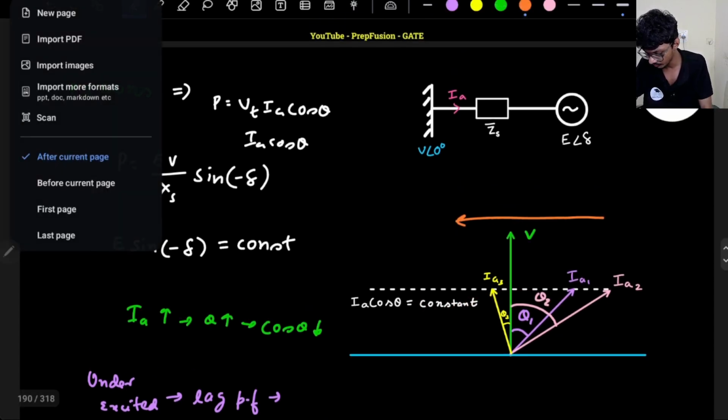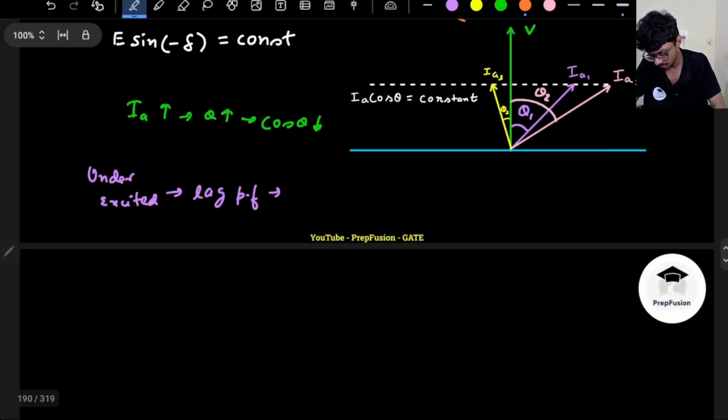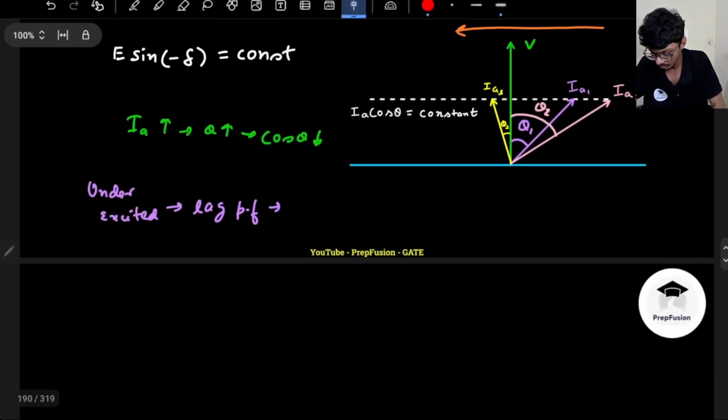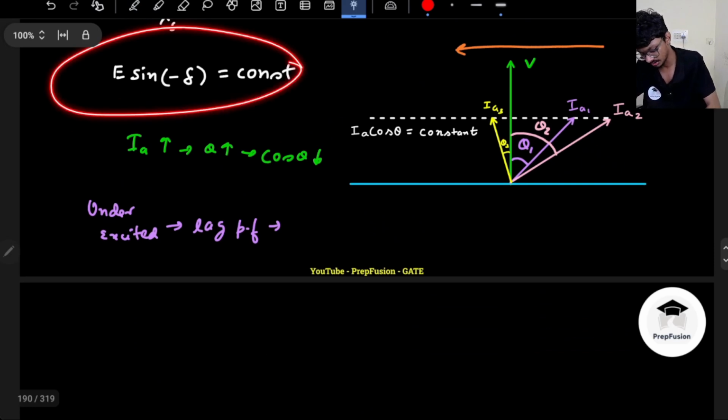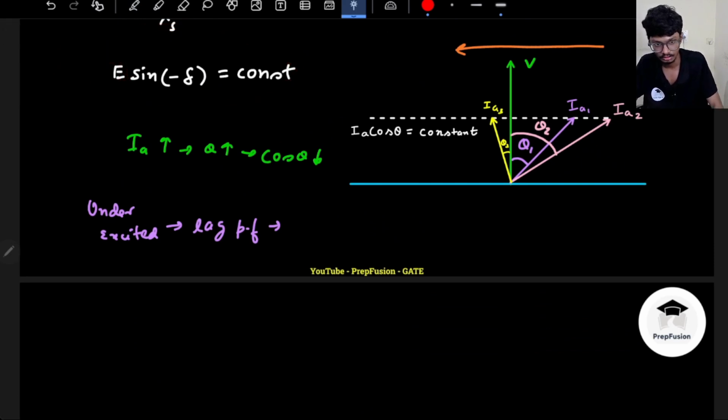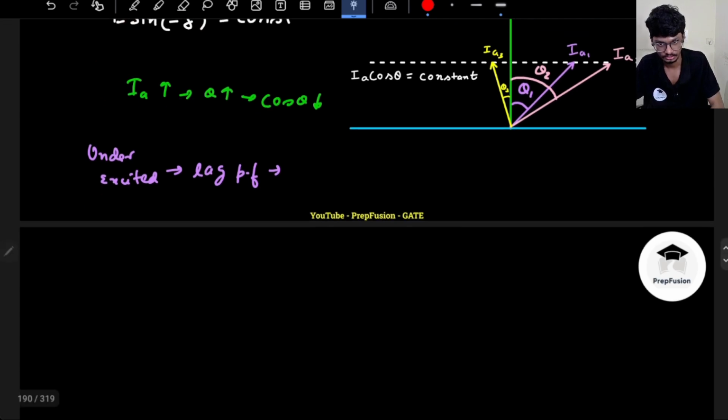Same we can discuss for E sine delta. Here E sine delta has to be constant. Initially, if the motor is under excited, that means the EF value will be very low, then sine delta has to be very high because EF sine delta has to be constant. So the EF value will be lowest.